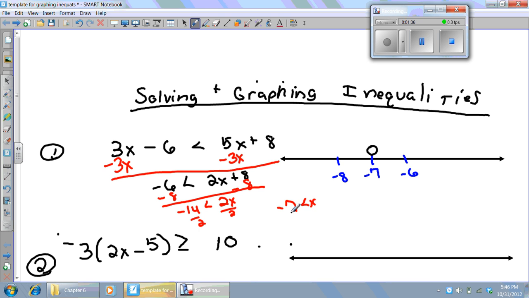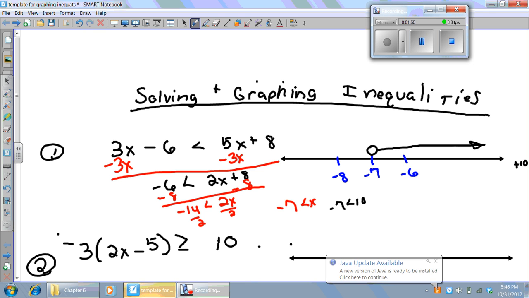Now, negative 7 is less than x. Give me a number that makes that true. Say like 10. Negative 7 is less than 10. You agree with that? I do. And 10 would be way over here somewhere on the number line, right? So I am going to shade, drawing an arrow that way. There you go. It's that simple.